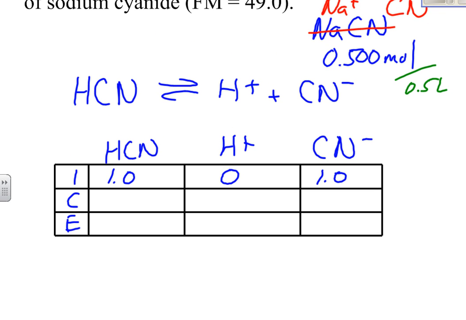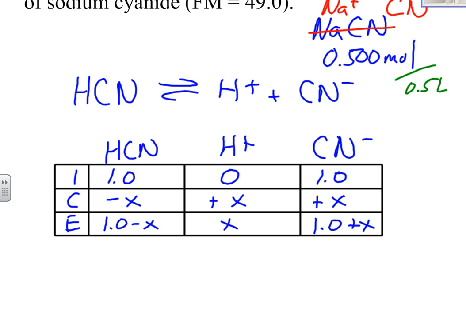Obviously, since we have no H plus in this, we're going to be shifting to the right. So the HCN will go down by x, H plus will go up by x, CN minus will go up by x. At equilibrium, 1.0 minus x, x, 1.0 plus x.